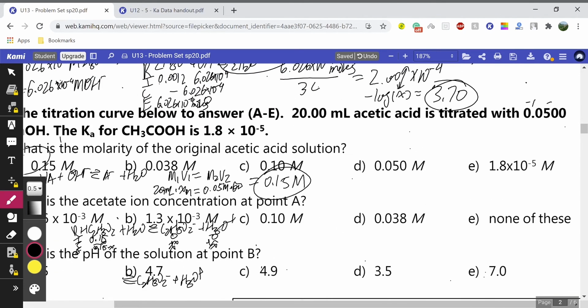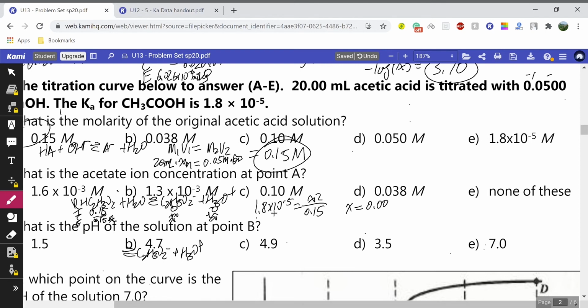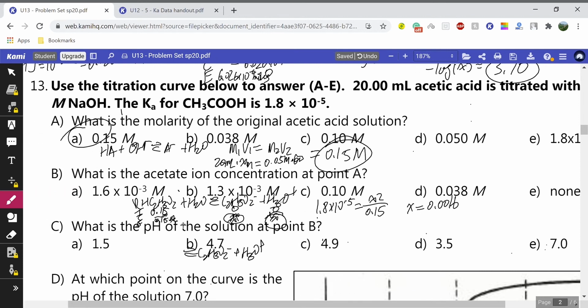So what is the K for acetic acid? It told us it's 1.8 times 10 to the negative 5th power. So 1.8 times 10 to the negative 5th power is equal to x squared divided by 0.15. We can remove the minus x because the K is small. So 1.8 e to the negative 5th power times 0.15, take the square root of that, and we're going to get the answer for x. X is equal to 0.0016. What does this x stand for? This x stands for the concentration of H3O+ and the concentration of C2H3O2-, which is our acetate ion concentration. So our acetate ion concentration is 1.6 times 10 to the negative 3rd power, which is our answer choice A.